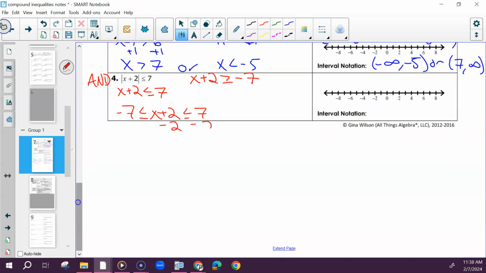Okay, so if we subtract 2, we should have that x is between negative 9 and 5, both closed. And what would that interval notation look like? Negative 9, 5 in brackets. Both in brackets. Any questions on that one?